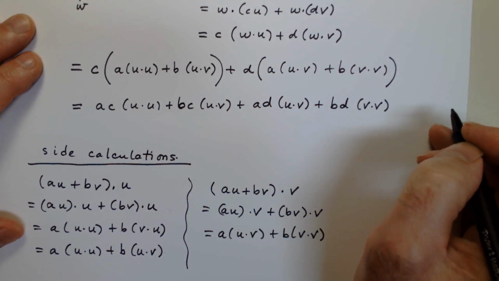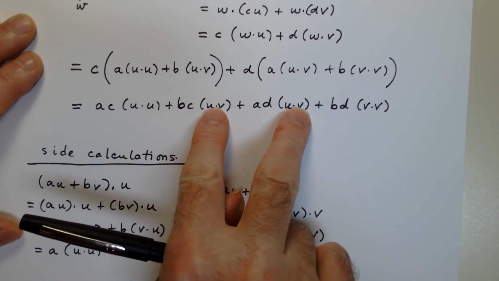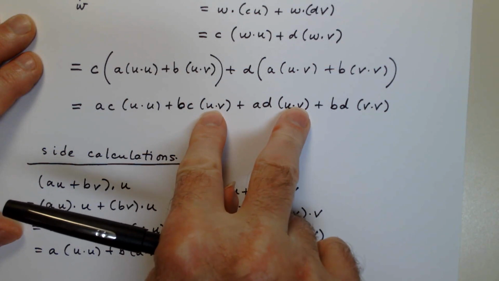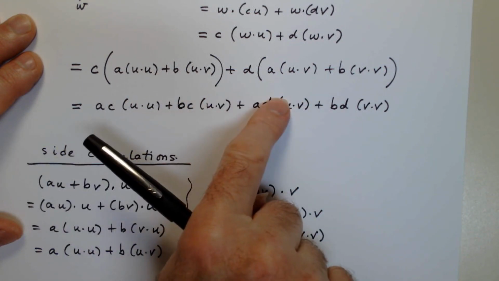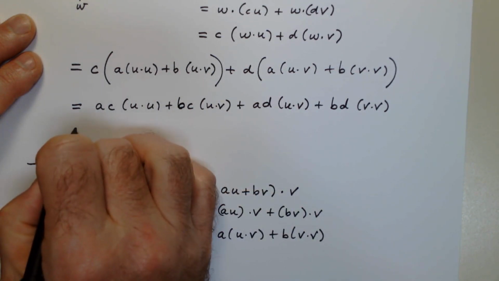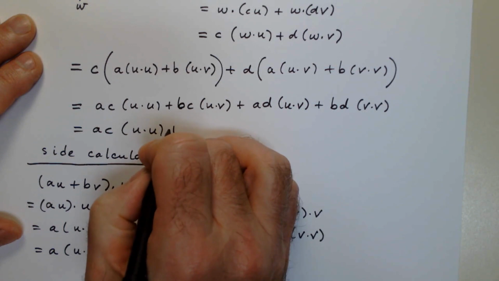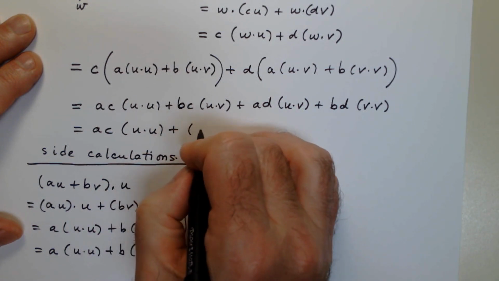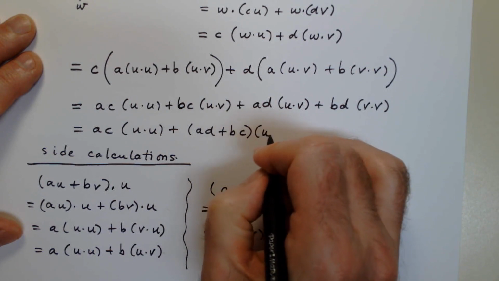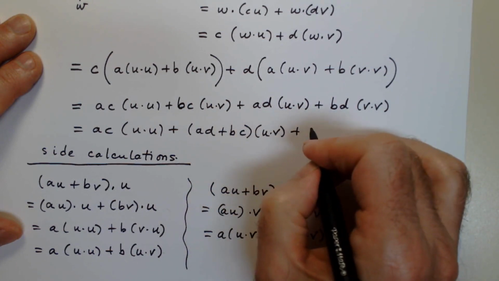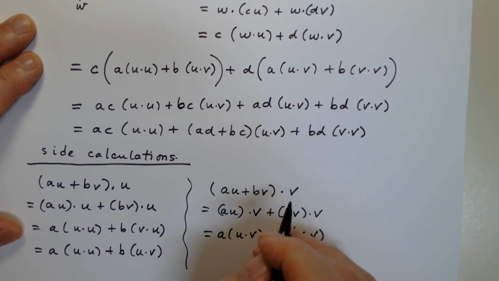And we're almost home. The last thing I'm going to do is notice that there's a common u dot v in these two middle terms. So I'll factor out the u dot v and I'll be left with BC plus AD. Now I can commute that. I'm going to write this as AD plus BC u dot v, and then finally BD v dot v.